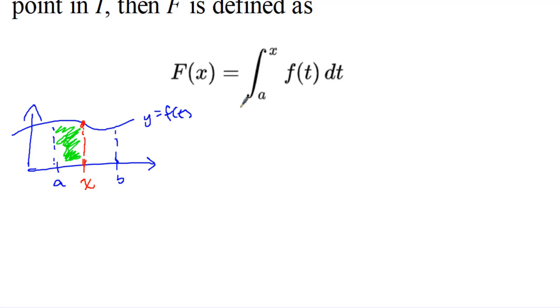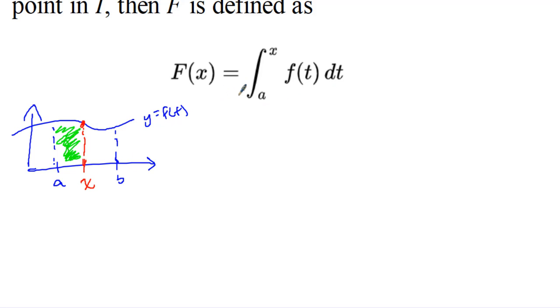And you can see what's happening here is this capital F of x is the area under the curve from a to x of f of t dt. And this is where this x value is inside my interval of a to b.